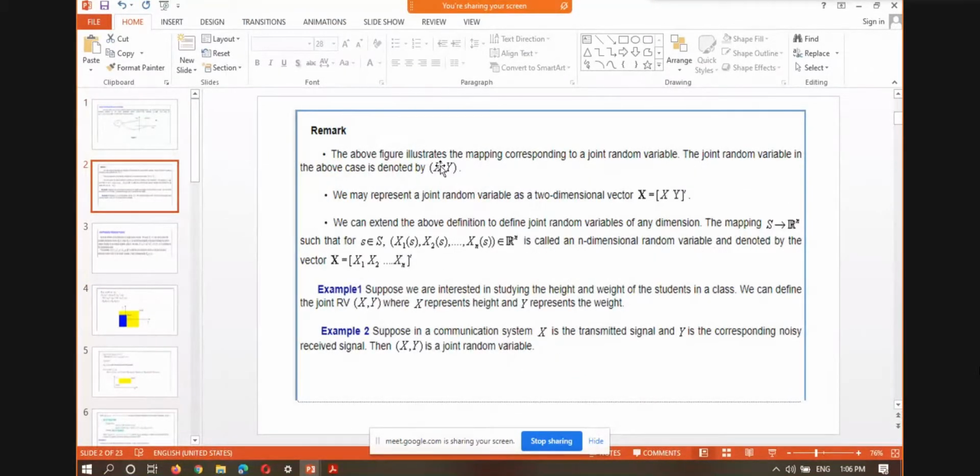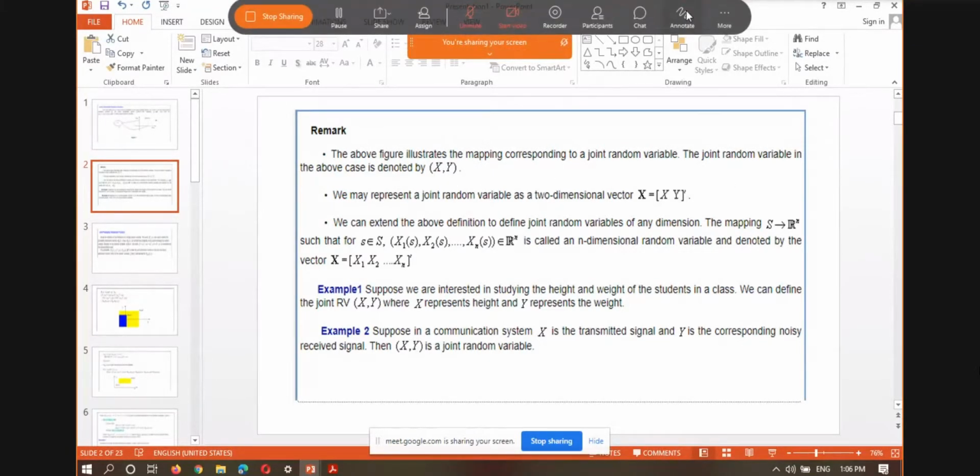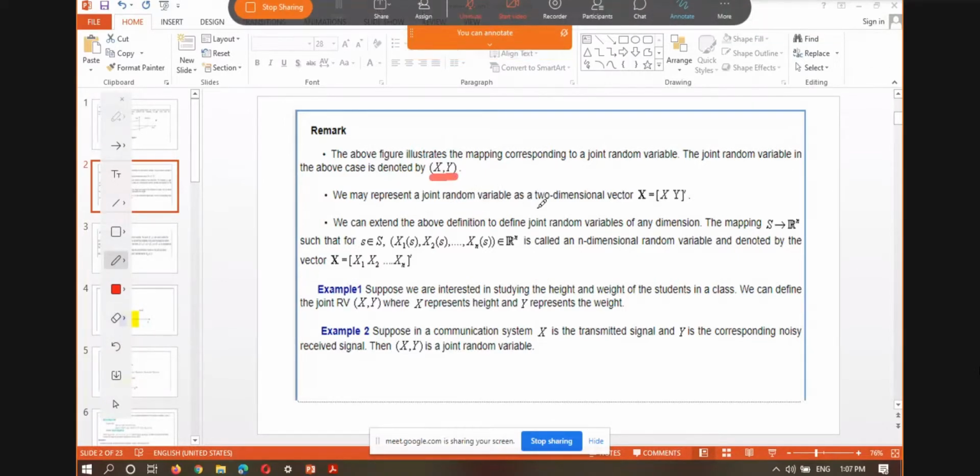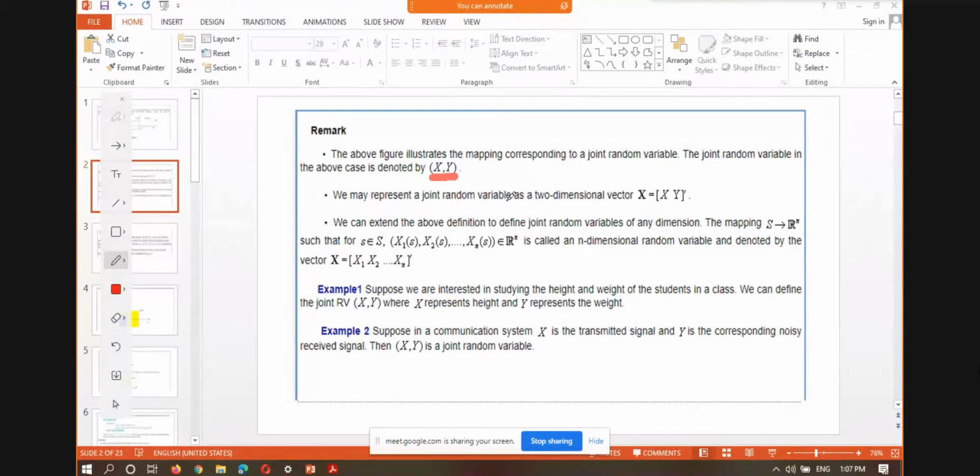If we have two random variables X, Y, the joint random variable is denoted by (X, Y), or we may represent it as a column vector (X, Y) transpose, and we can extend this to any number of random variables. If X1 is a random variable, X2 is a random variable, and Xn is a random variable, then it is a column matrix having elements X1, X2, Xn.